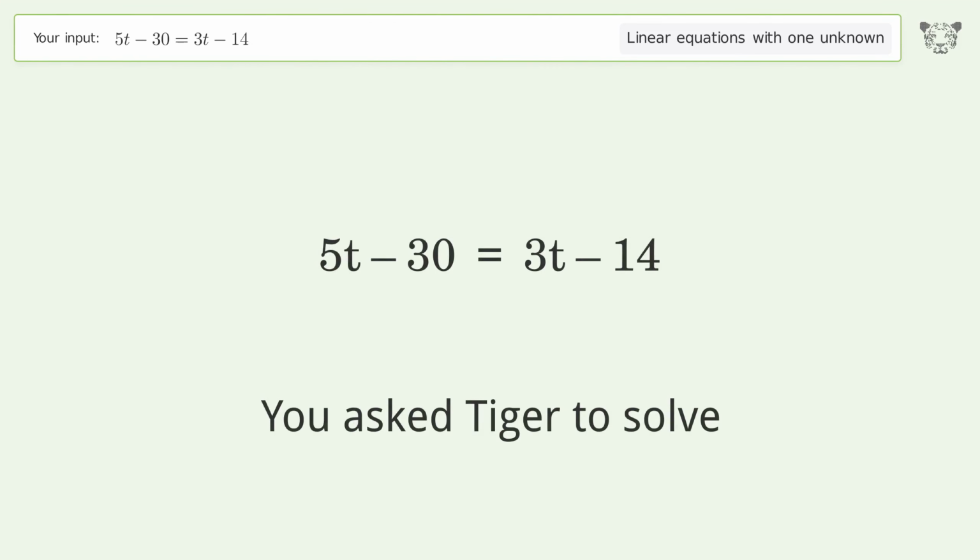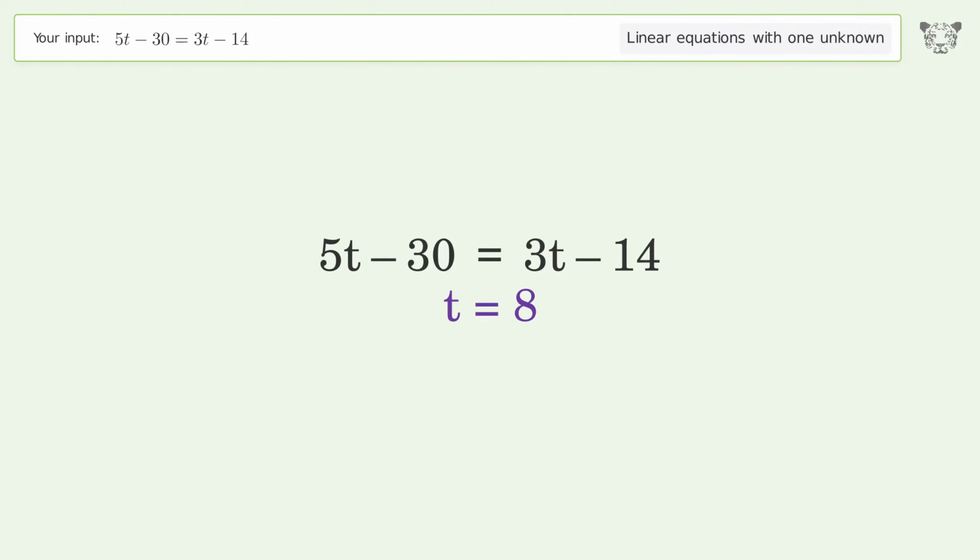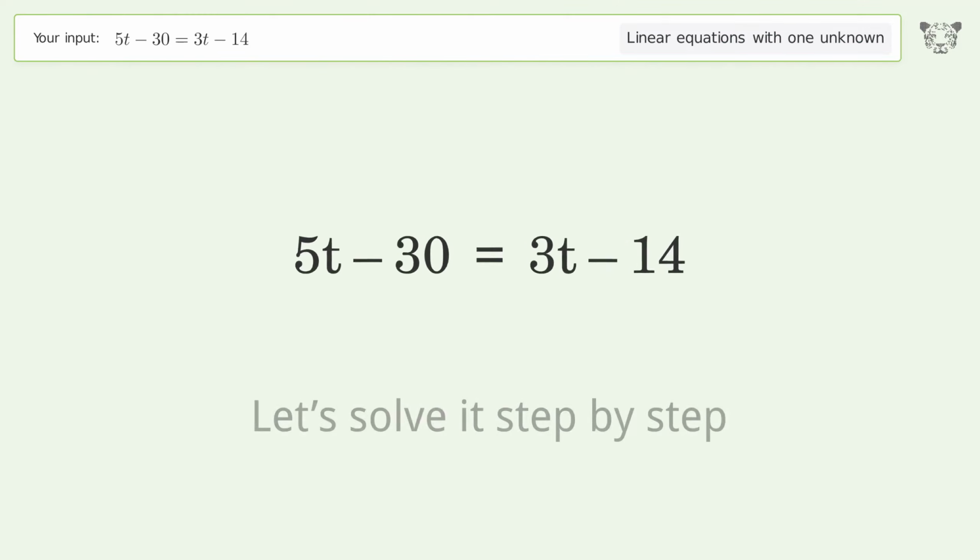You ask Tiger to solve. This deals with linear equations with one unknown. The final result is t equals 8. Let's solve it step by step.